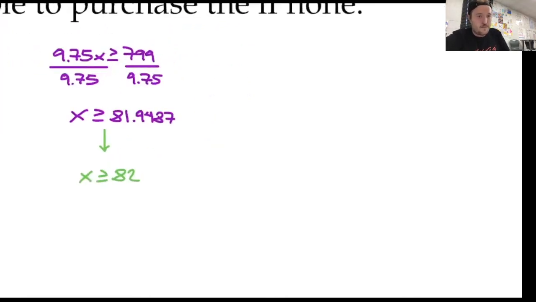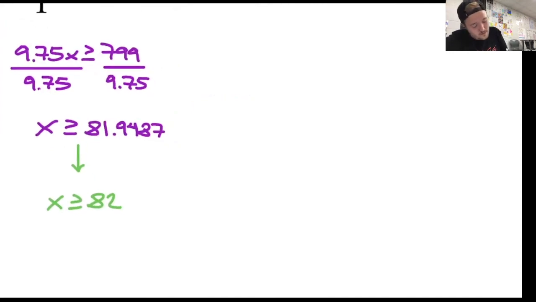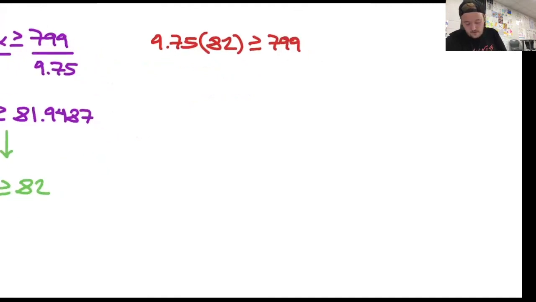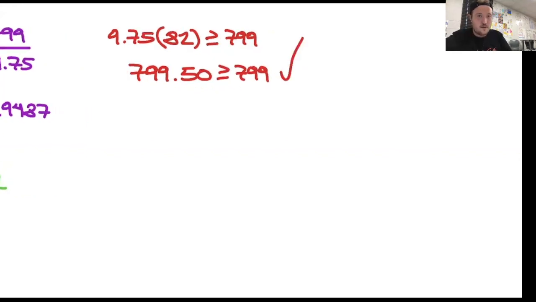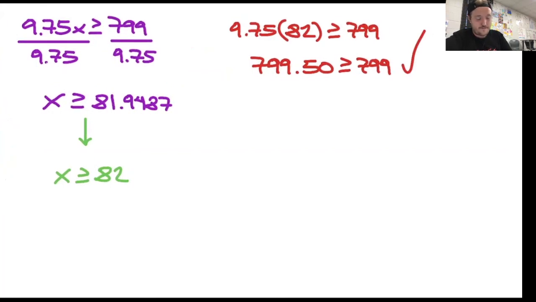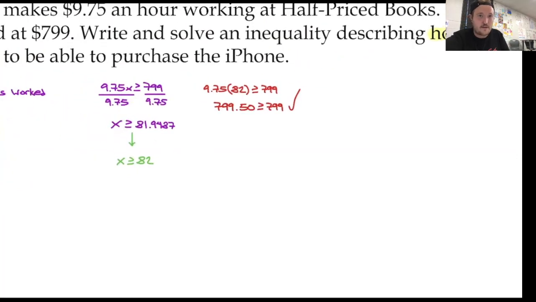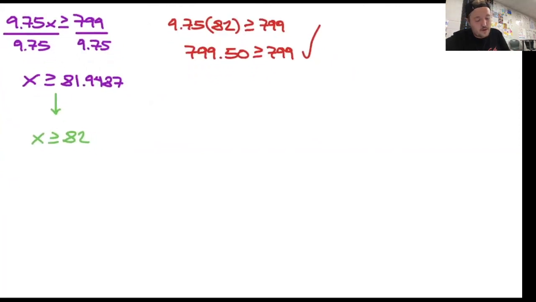Okay, so now you want to plug it in. You want to check. So I'm going to do 9.75 multiplied by 82. I want to see if it is greater than 799. So if I do 9.75 times 82, you get 799.5. Greater than or equal to 799. So it works. So he has to work 82 hours, which is a lot. So of course, in these situations and problems, we're completely ignoring taxes and whatnot. But all right, now we got to translate this to words.